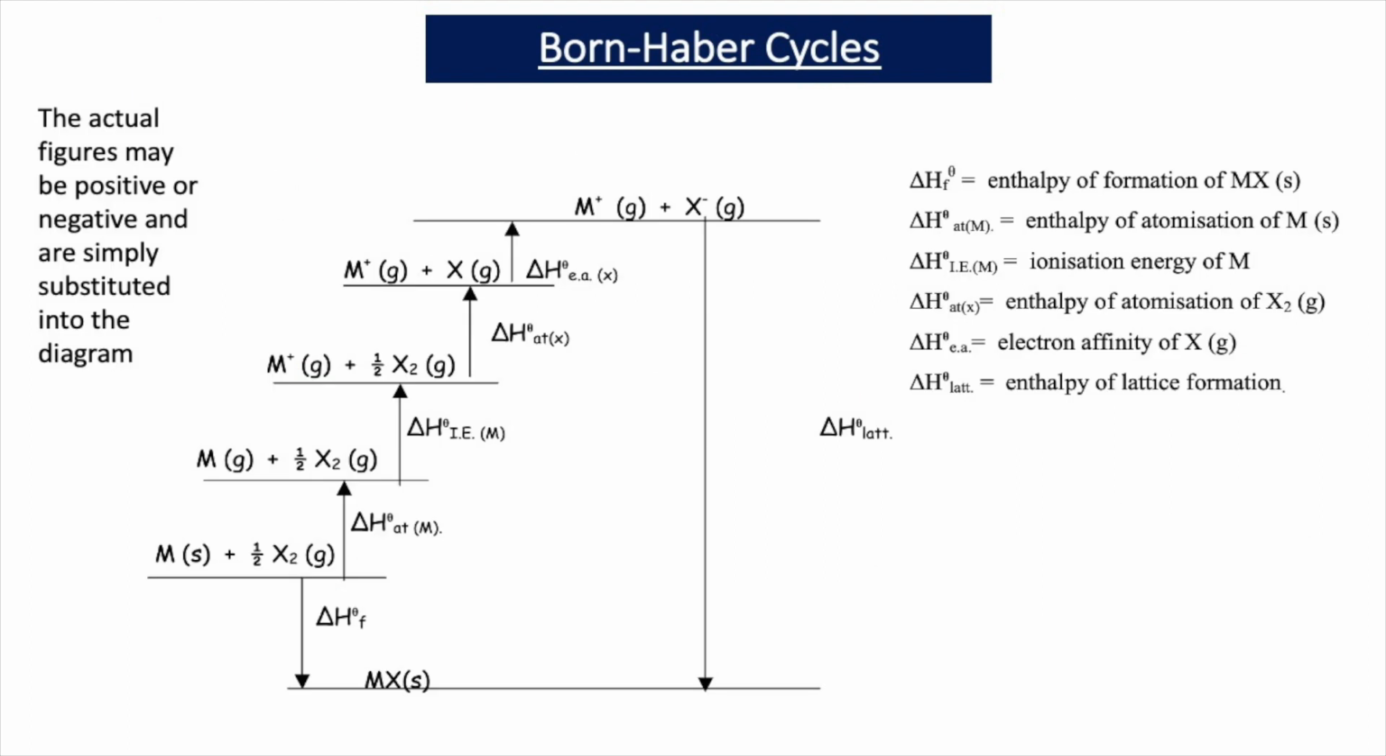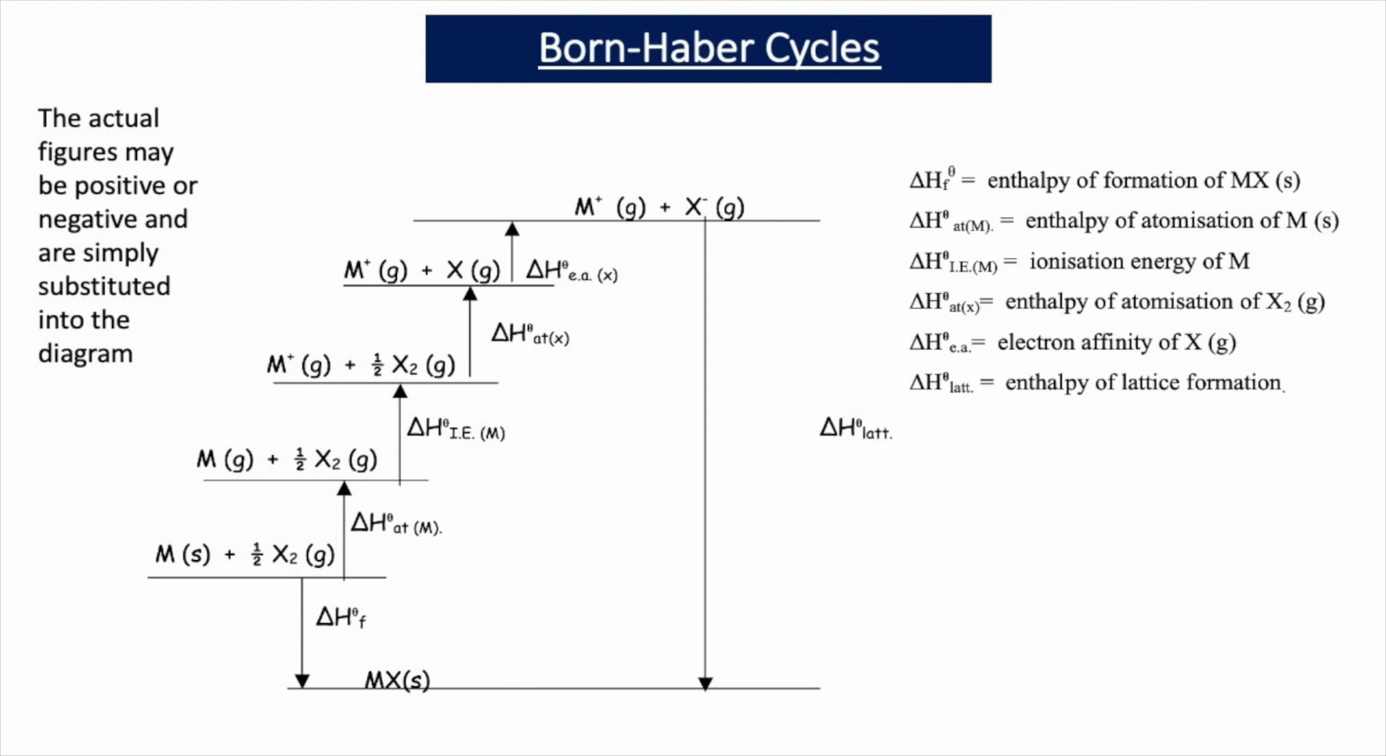So here's a Born-Haber cycle to represent an ionic compound MX, where M is a metal and X is a nonmetal, and the ionic compound MX is made up of M plus ions and X minus ions. I've drawn in the various stages and the various energy changes that make up this Born-Haber cycle. You can see that delta HF is the standard enthalpy change of formation of MX, and I've written an equation to represent this: M solid plus half X2 gas goes to MX.